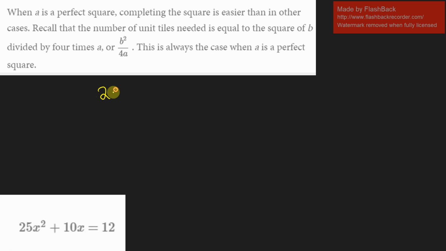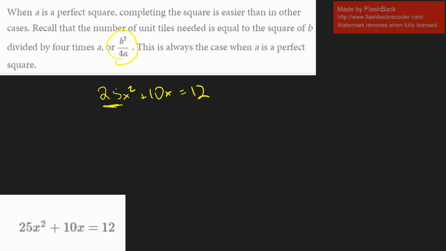I'm going to have 25x squared plus 10x equals 12. So before I even start completing the square, what pops out to me is that the A, this number out here, is a perfect square, because of course 25 is a perfect square because 5 times 5 equals 25. So if A is a perfect square, and this only works if A is a perfect square, then I use that little formula they have up here, b squared divided by 4a.